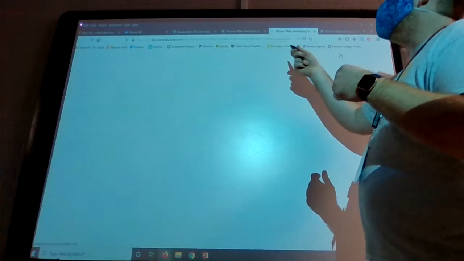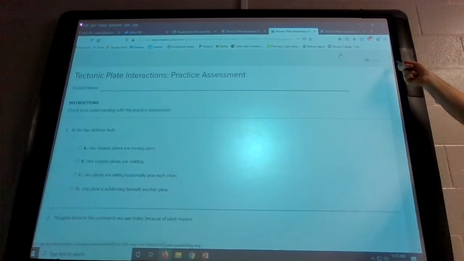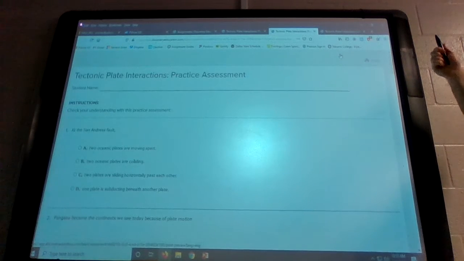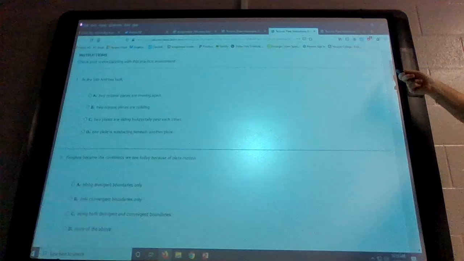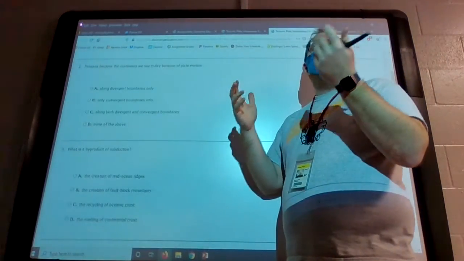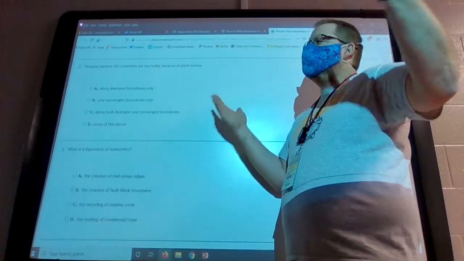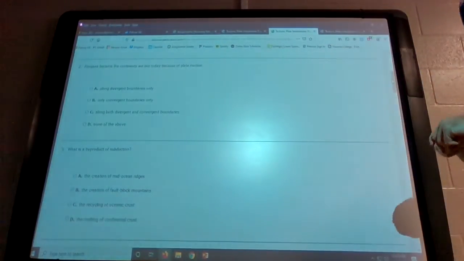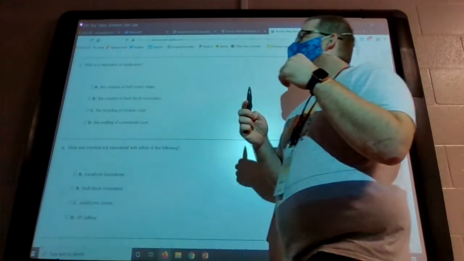And let's go ahead and go to the one that doesn't have all the answers on it. Yeah, we got one. Luckily, that was the easy one that I've already given you the answer for, so hopefully it wasn't too bad. Pangea became the continents we see today because of what? So everything in Pangea was together, and now it's started to spread out all over the world. So you need two different types of plate boundaries to kind of help you get to that point.